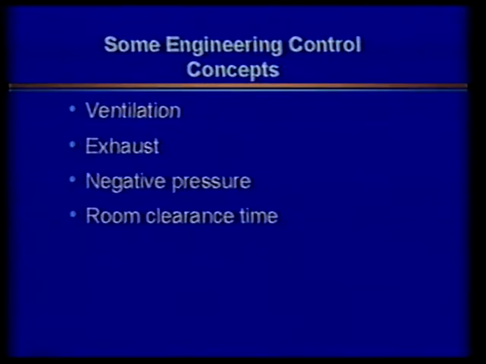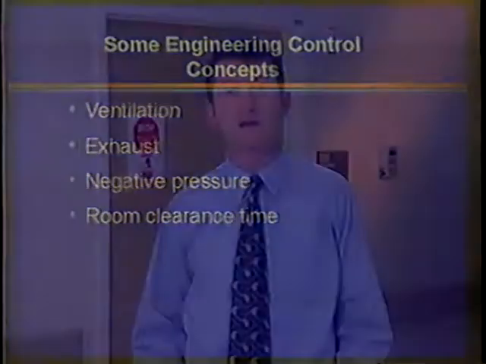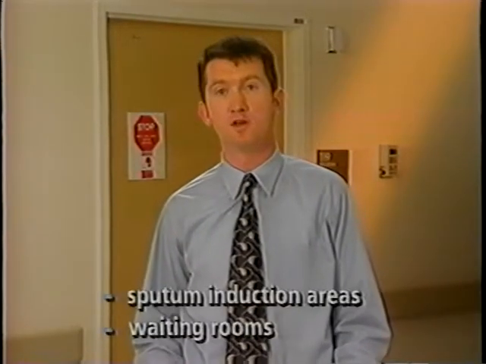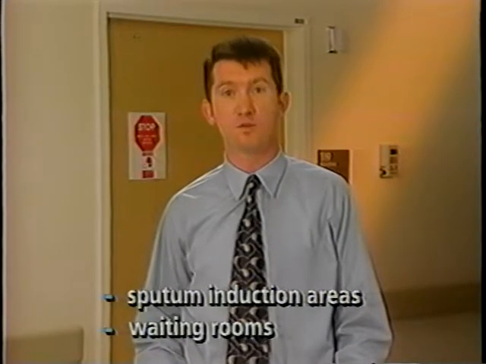Since negative pressure isolation rooms are designed specifically to control infection, we'll use an isolation room to illustrate some of the basic concepts of engineering control. These concepts include ventilation, exhaust, negative pressure, and room clearance time. Later, we'll talk about two other high-risk areas in the healthcare setting, sputum induction areas and waiting rooms.